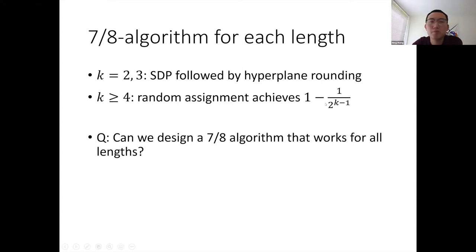As a note, for k equals 2, this is known to be optimal assuming the unique games conjecture. And for k at least 4, this is also optimal assuming P is not equal to NP, but for k equals 3, we actually have a better algorithm. So the question now becomes, can we combine these different clauses and design a 7/8 algorithm that works for all lengths?